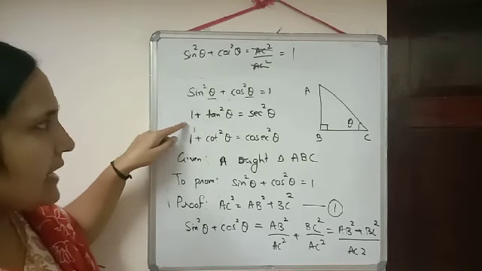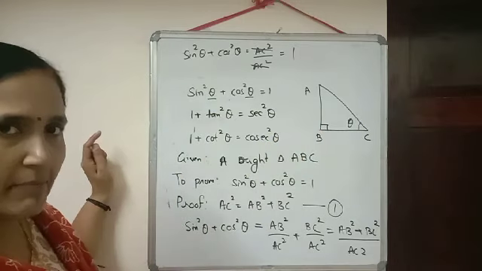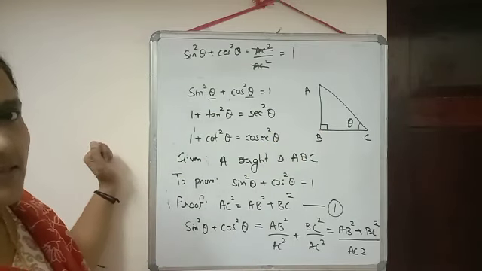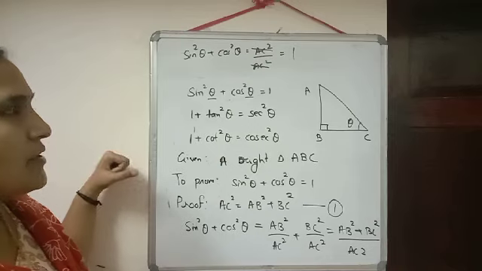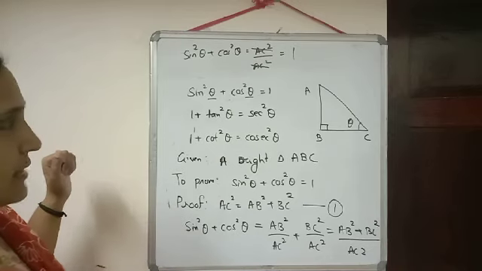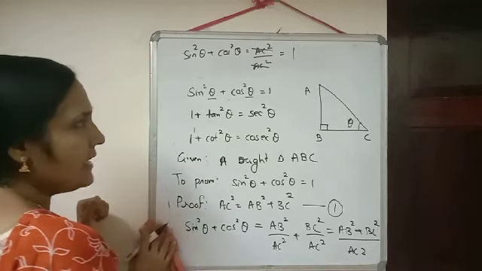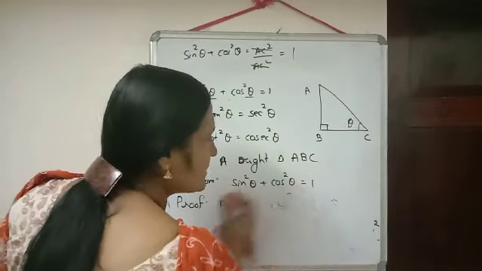To prove the second identity, either you can use the same method or another method is also there. Now I am going to explain the second method, how we can prove the two identities by the second method. So what is the second method?